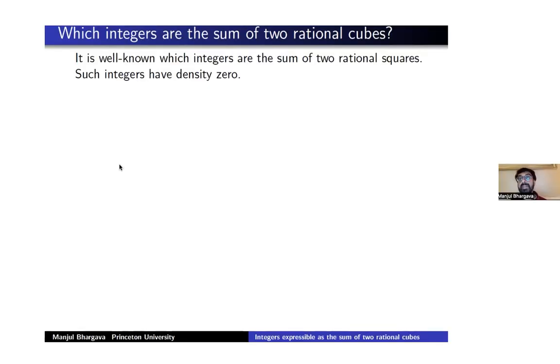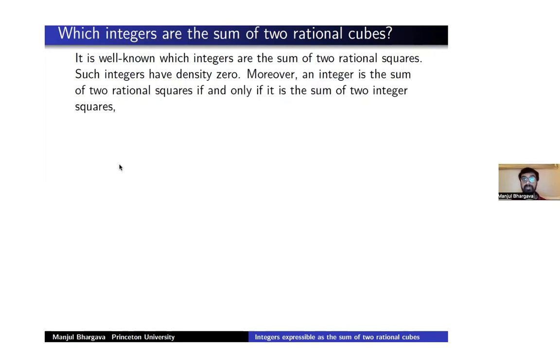It's well known which integers are the sum of two rational squares. And from that description, it's easy to see that such integers have density zero. And moreover, in the case of squares, an integer is the sum of two rational squares if and only if it's the sum of two integer squares. And that occurs precisely when there's no local obstruction.